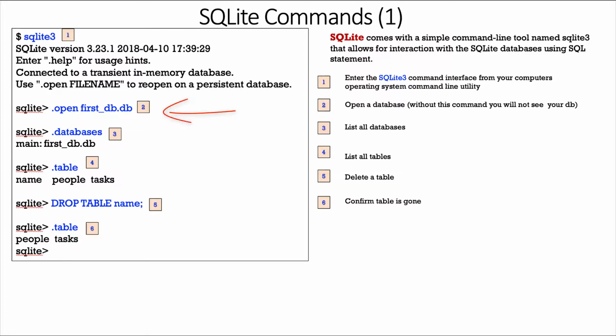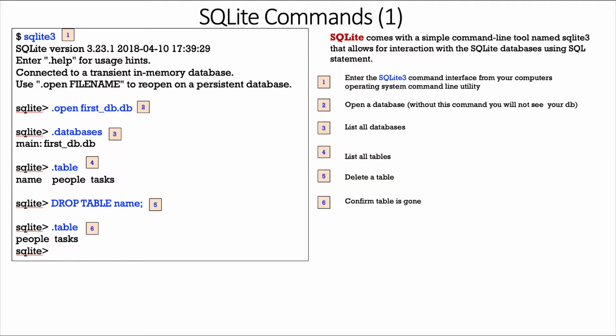Here we do a .open first_db.db. So this will open our DB, first DB, for interaction. If we didn't do this, we wouldn't even see it. So we'll have to do this first. Remember to issue the open for whatever DB you'd like to query. Then if we do a .databases, we can see all the databases that we have. And right now there's just the one, first_db.db. If we want to see the tables associated, we can do a .tables, and it comes back name, people, and tasks. And at the point of this writing, there were only 3.